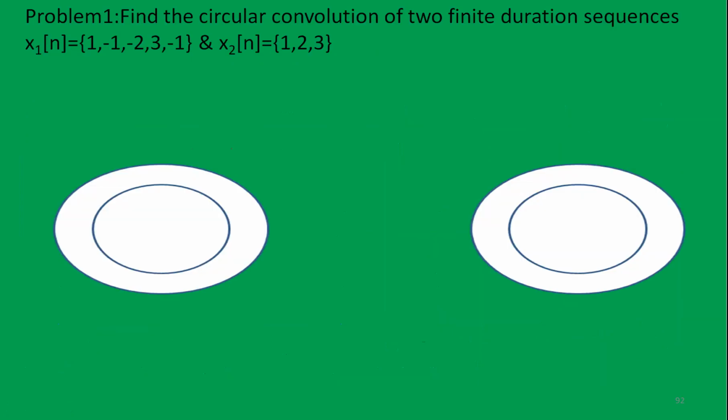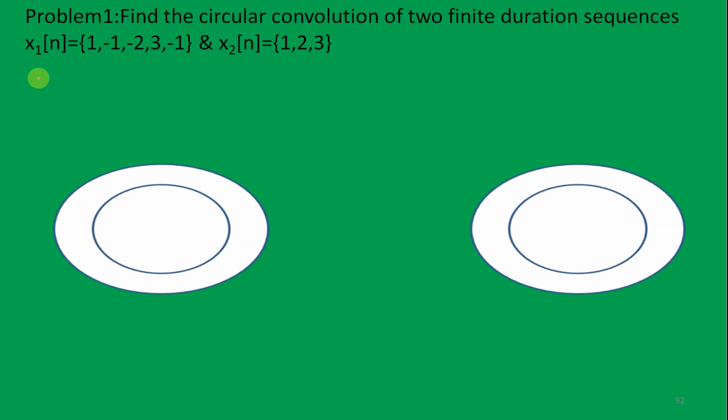Now coming to the example. Our problem: find the circular convolution of two finite duration sequences x1 of n and x2 of n. x1 of n is given as 1, minus 1, minus 2, 3, minus 1. x2 of n is 1, 2, 3.